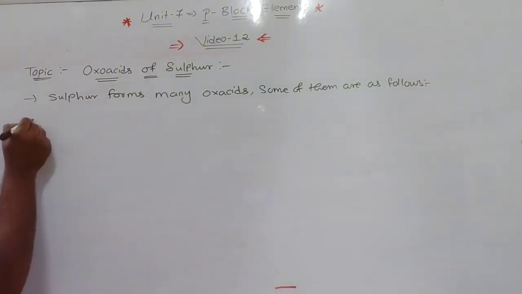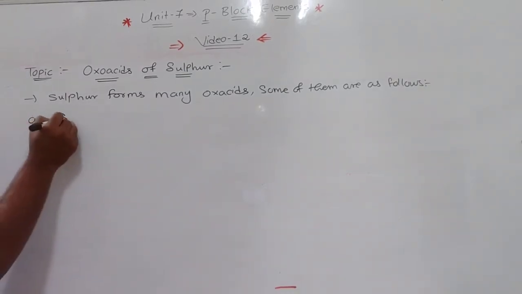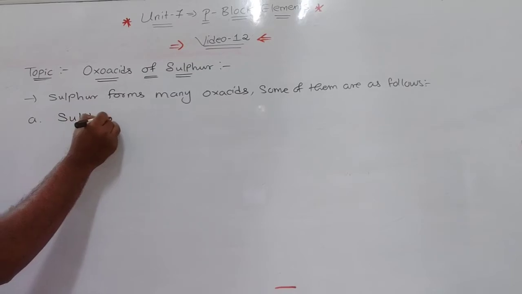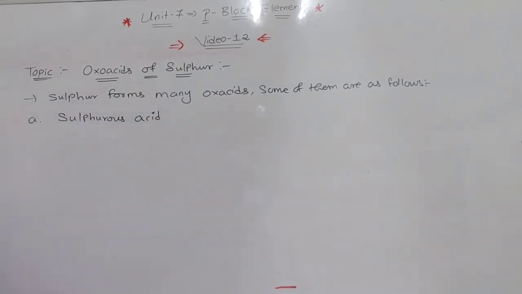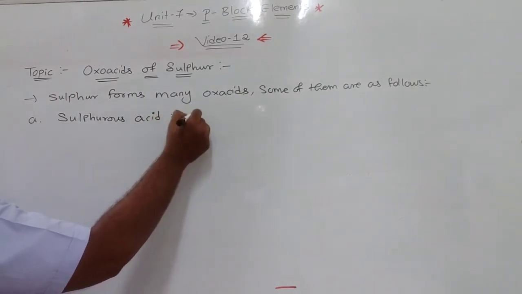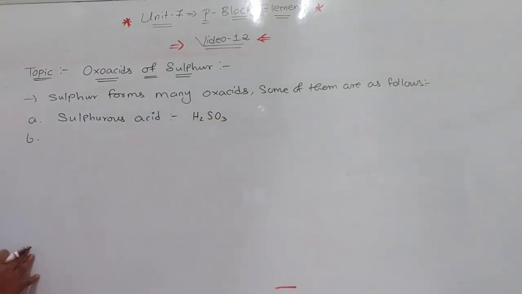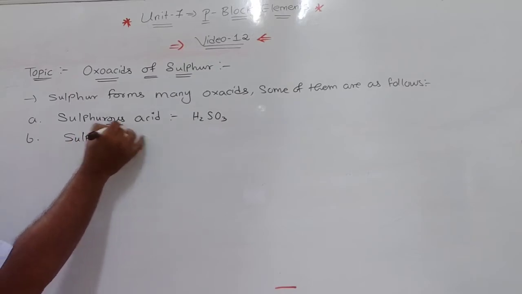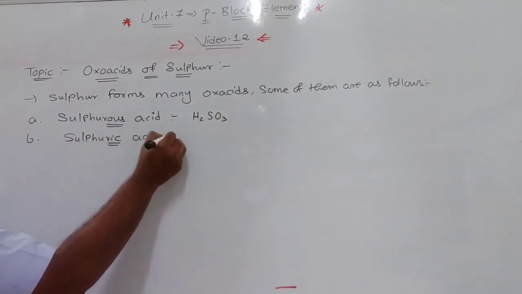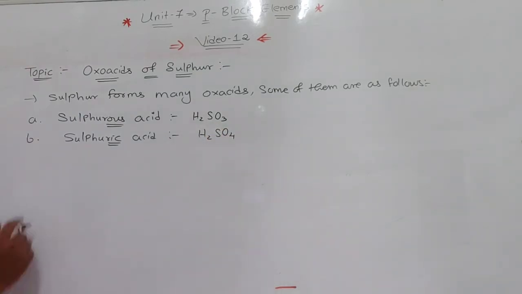First one, A, is sulfurous acid. This is not sulfuric acid, this is sulfurous acid. The formula of sulfurous acid is H2SO3. Same way, when we talk about sulfuric acid, the word here is sulfuric, RIC and ROUS. Sulfuric acid, we know the formula is H2SO4. This we studied in lower classes.